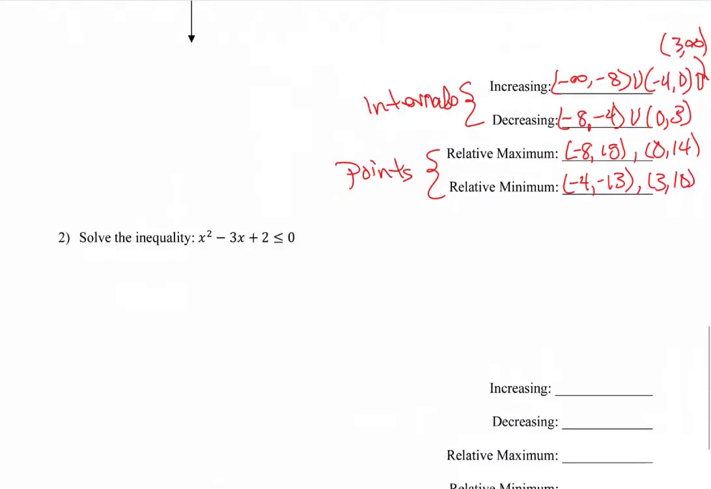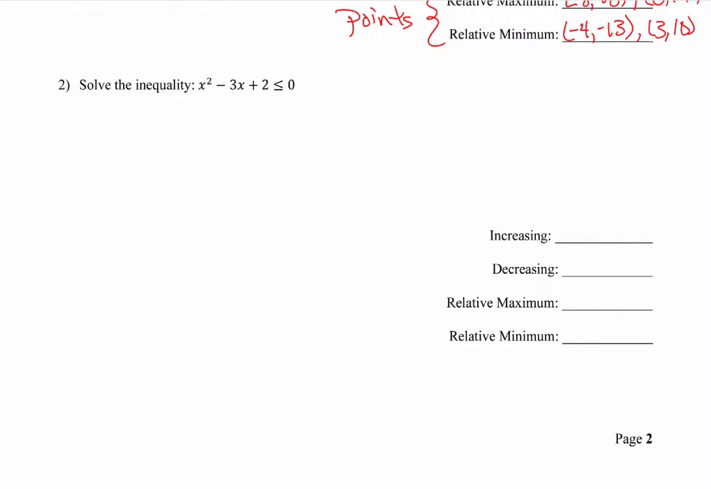Now let's go back up here. Now let's go down here and talk about how to solve this inequality. The first thing we do is factor. So that's x minus 2 times x minus 1 is less than or equal to 0. So x equals 2 or 1.